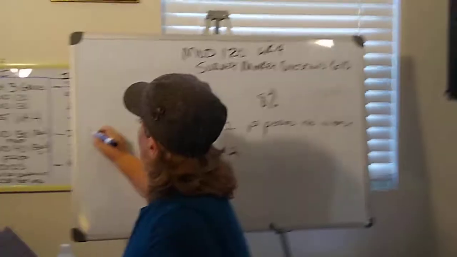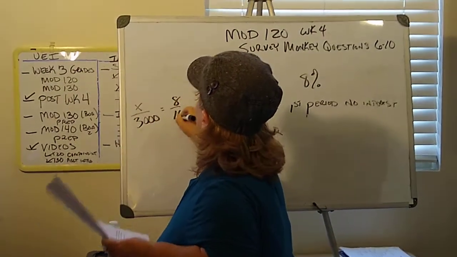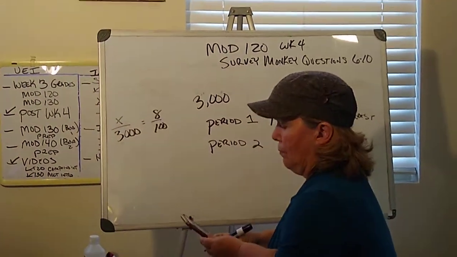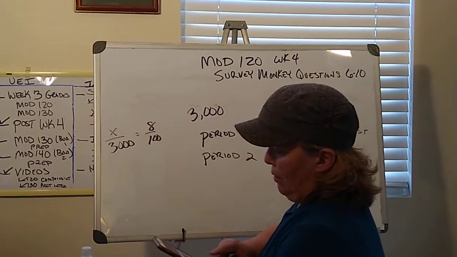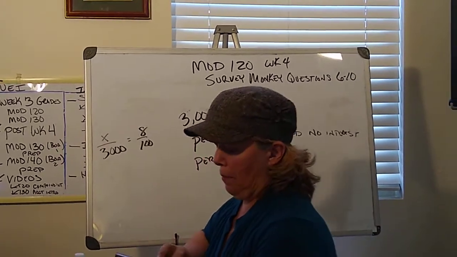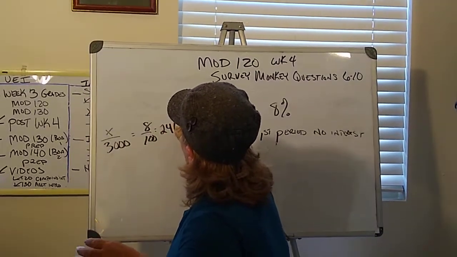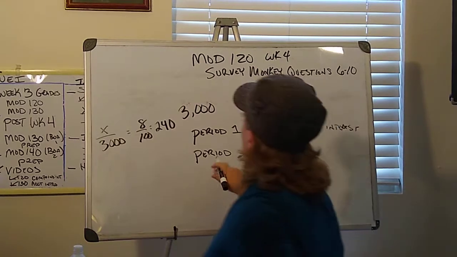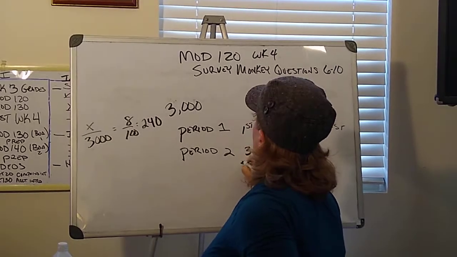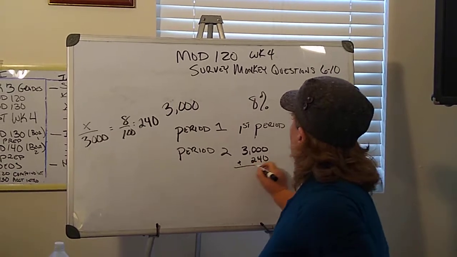So again, we know how to do that, right? X over 3,000 equals 8 over 100. You should be doing this with me. 3,000 times 8 equals, and then divide by 100. 240. Okay? So period 2, it's going to be the 3,000 plus the 240. So that's the principal and that's the interest.